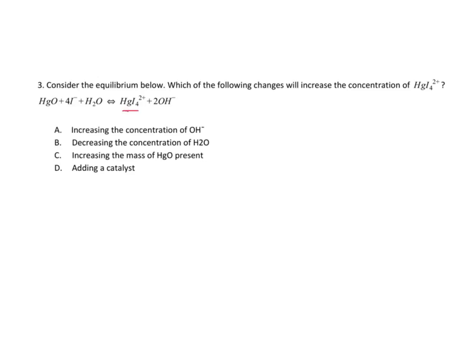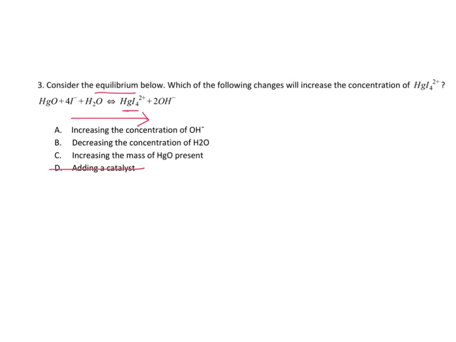So in order to increase the concentration, you'll have to do something that pushes the reaction to the right. But remember, we're at equilibrium. So just that fact alone allows us to get rid of D, adding a catalyst, because as we just talked about, the catalyst does not change the equilibrium position. It can only affect the rate of the reaction.